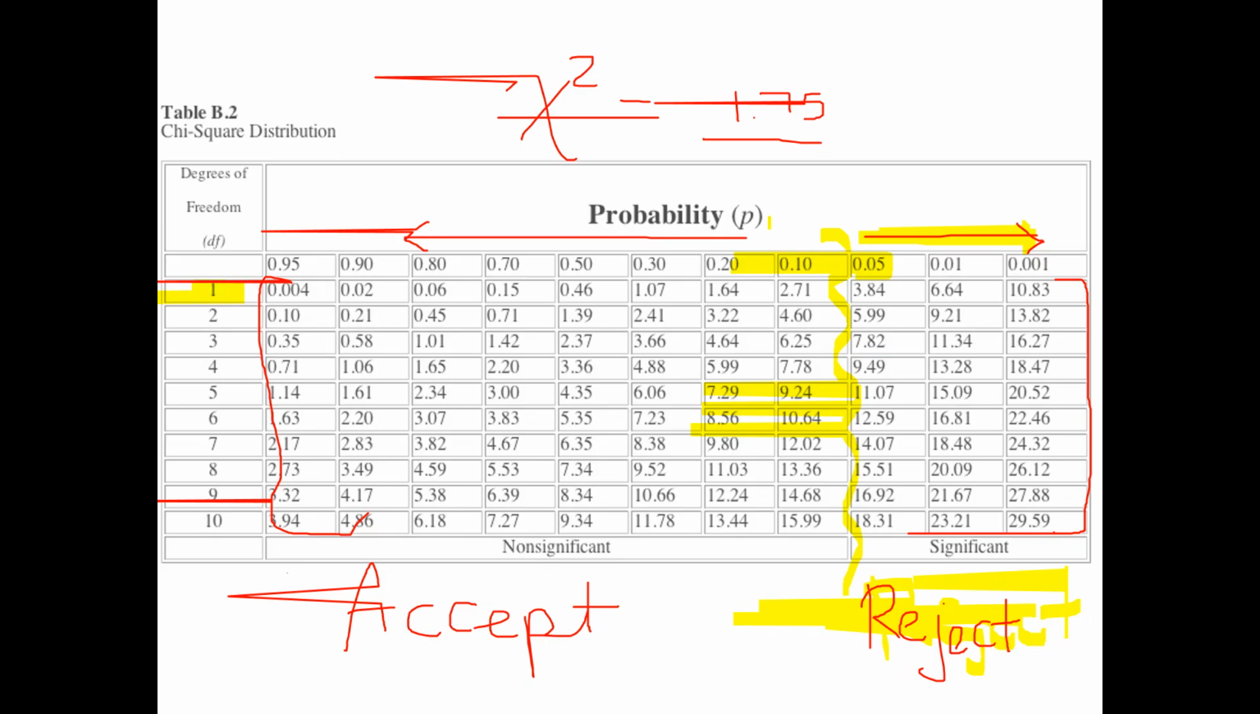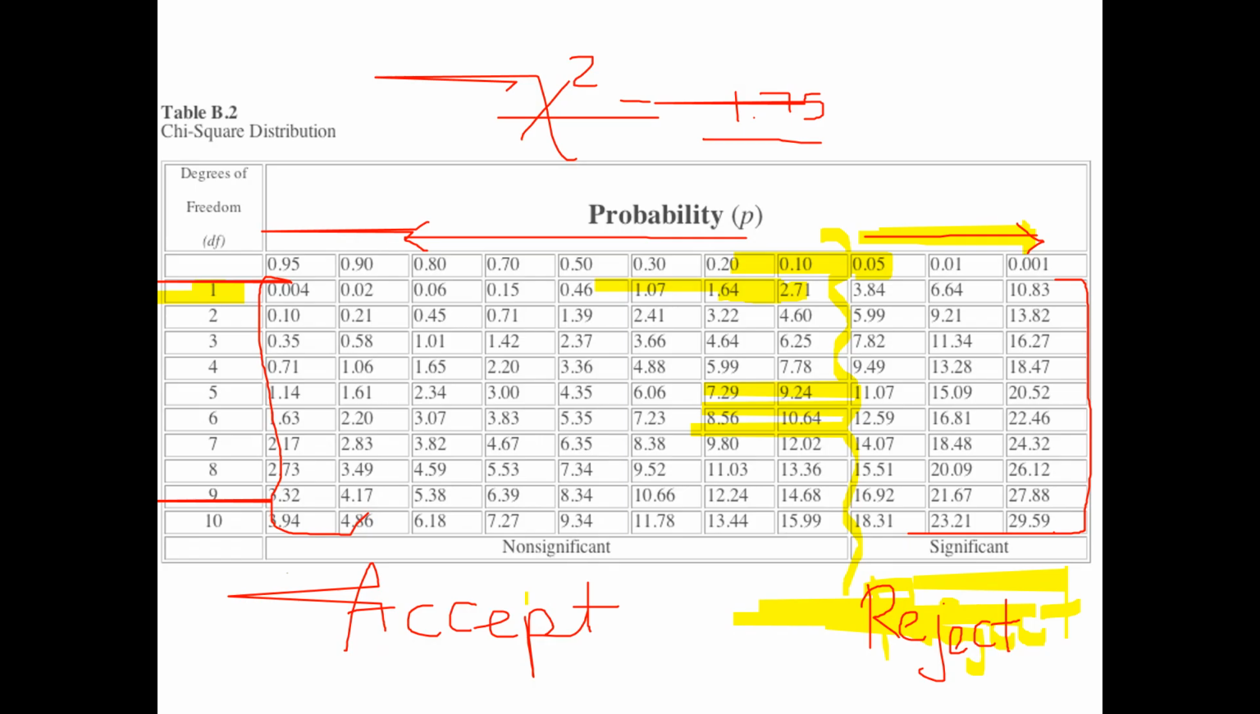What I'm going to do is look up 1.75 on my table and see where that fits. So 1.75 would be here, between the 1.64 and the 2.71. What that means is I would expect to get those results between 10% and 20% of the time. This is in my accept range, so I would accept that chi-square value. That means there is no significant difference.